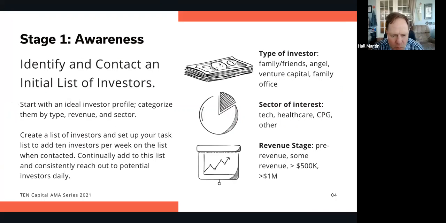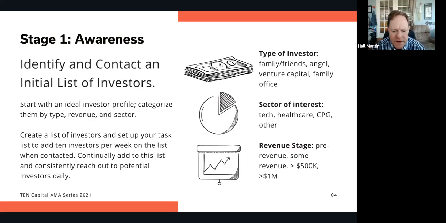This is generating awareness. And what you need to do is figure out who your ideal investor profile is and then go after that type of investor. And you can see the different types of investors, different sectors of interest, and different revenue stages at which they invest. And what you do is research investors on LinkedIn, Crunchbase, and other sites to find out more about them. And then prioritize investors based on who is the best fit for your deal. And then you make contact with them.